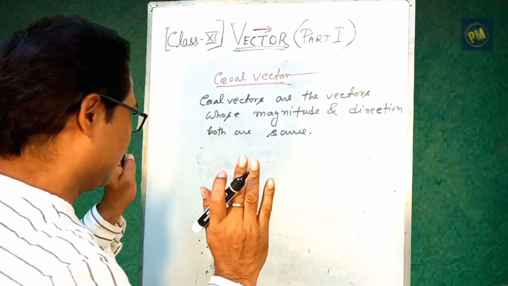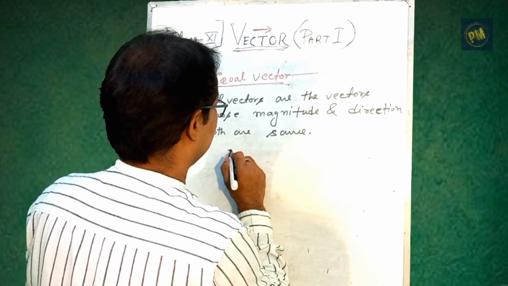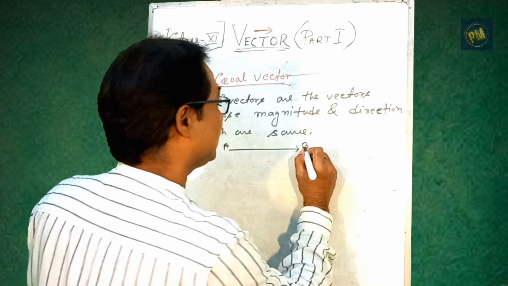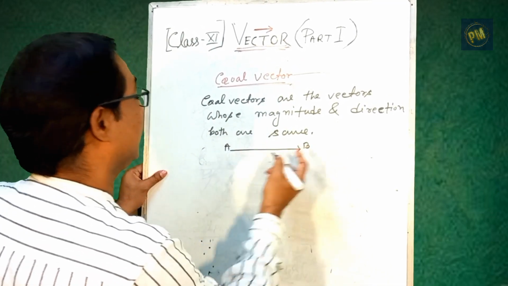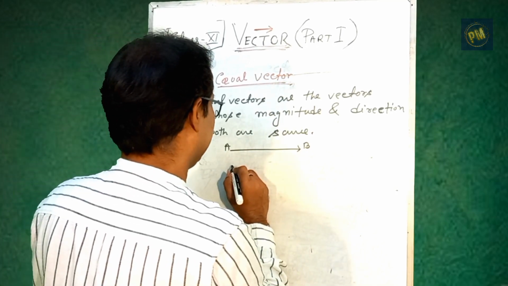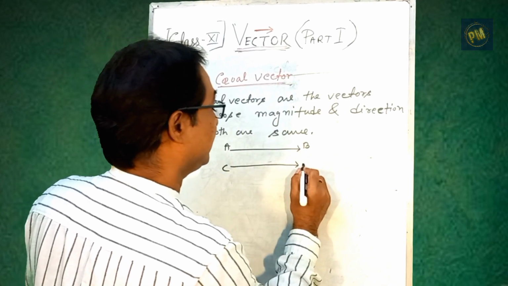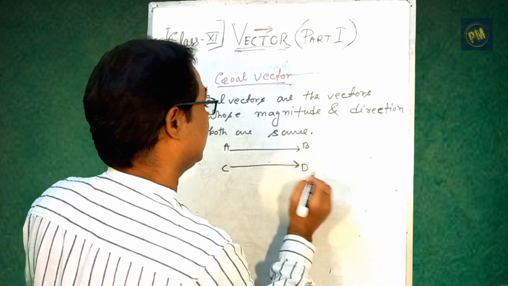Now, let's explain with an example. Just AB is a vector, A is the tail and B is the head, and CD is another vector.